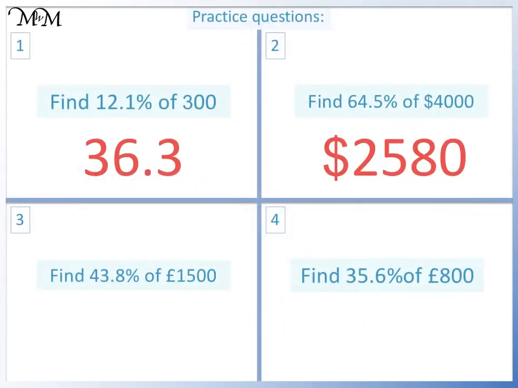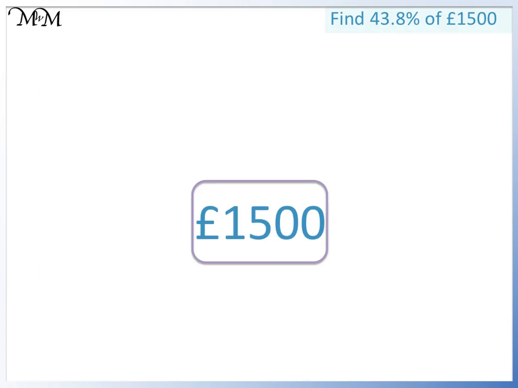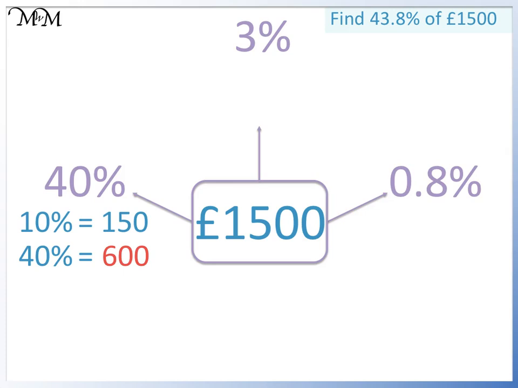Question 3. Find 43.8% of £1,500. We partition 43.8% into 40%, 3% and 0.8%. We'll start with 40%. 10% of 1,500 is 150. So 40% is 600. We multiplied by 4. We can do this by doubling and doubling again.